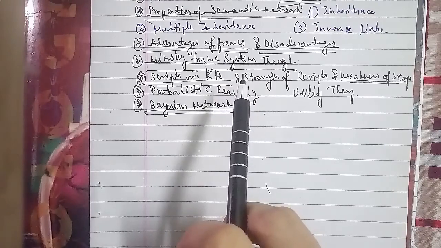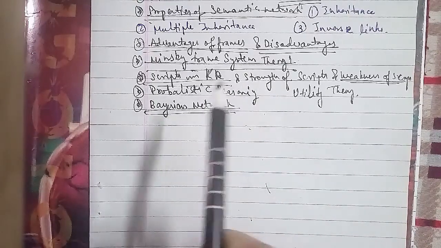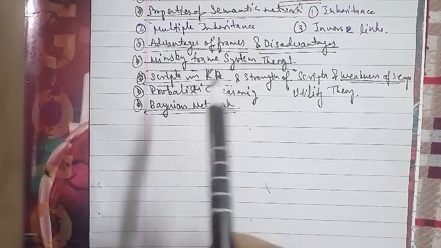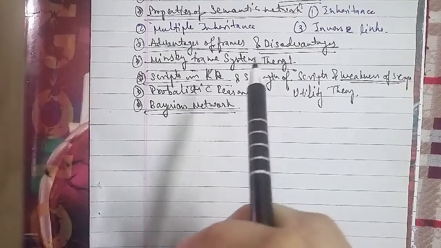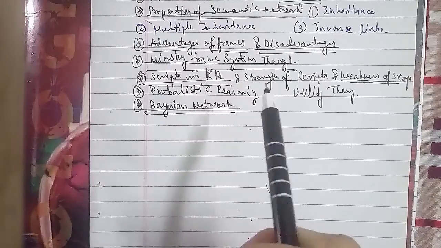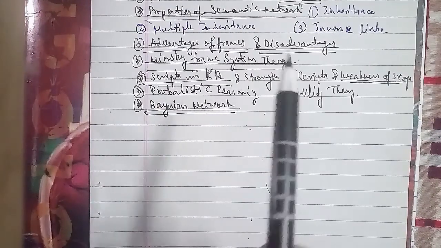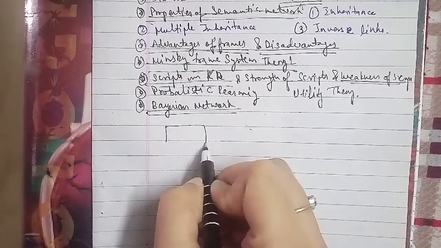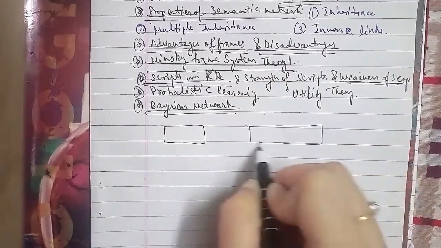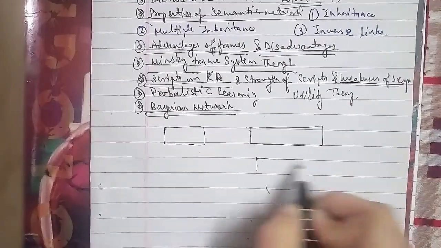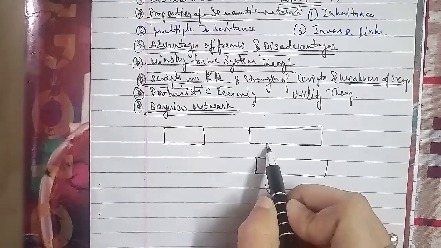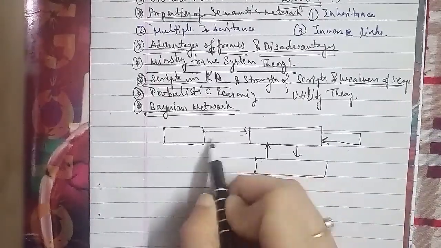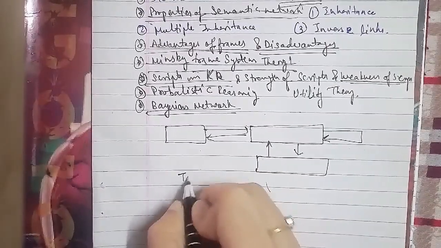Let's go ahead with another one. That is another question: represent diagrammatically the two entities in a knowledge representation. So we'll discuss that with a diagram. This is the fact. This is your internal representation, and this is your English representation. So this is bidirectional. This is representing two entities in knowledge representation. Now here we'll go ahead with it, and then we'll solve it out.